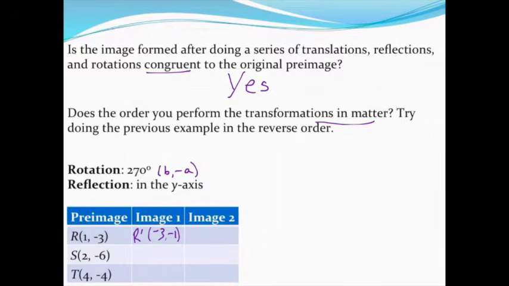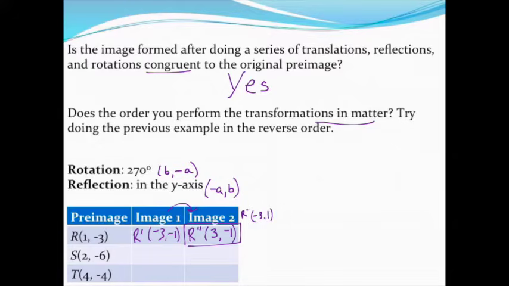If I then apply the second rule, the reflection, that rule, recall, was to do the opposite of A, comma B. So from where we left off, remember we're not going back to the original, I'm going to call this R double prime. If I switch the sign of the number in front, I get +3, and keep the number in back the same, I get -1. So doing the rule in this order gets me R double prime at (3, -1). If you recall, or if you look back in your notes, our previous R prime was located at (-3, +1). Not at all in the same location.